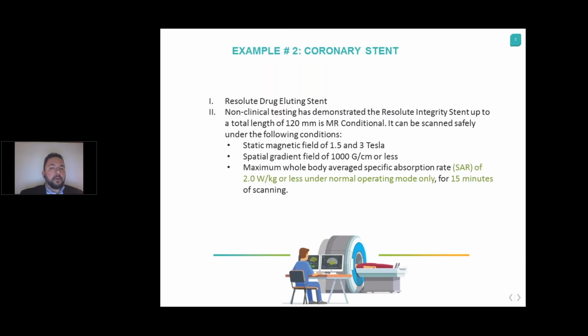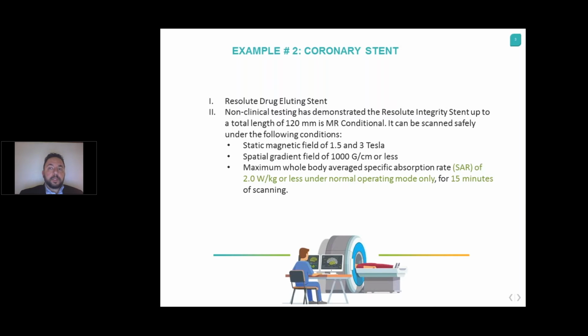Note that here the statement is that the SAR has to remain 2 watts per kilogram or less and under normal operating mode only for 15 minutes of scanning per sequence. In this particular example, a patient with this coronary stent, we're not able to utilize faster scanning techniques like first level operating mode. So we remain under normal operating mode.